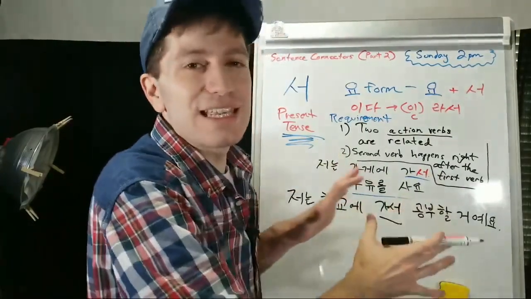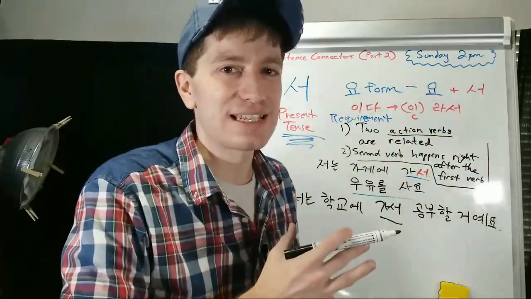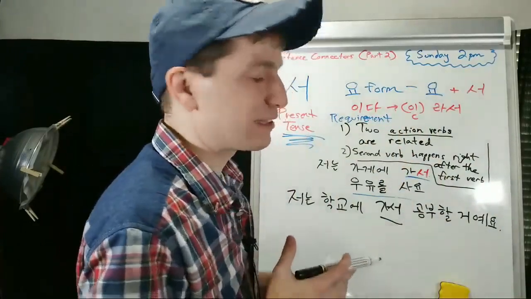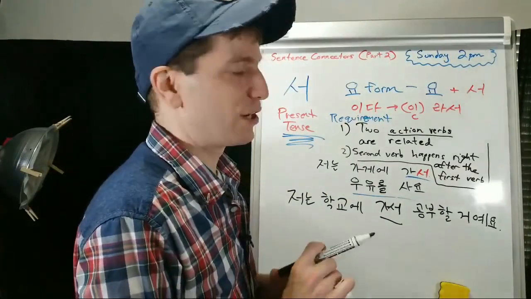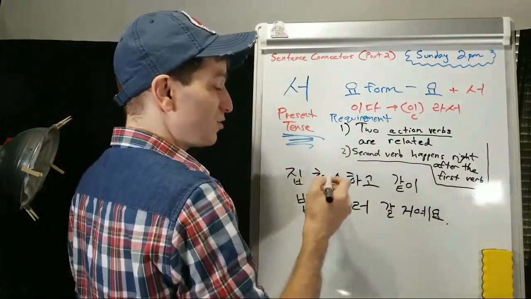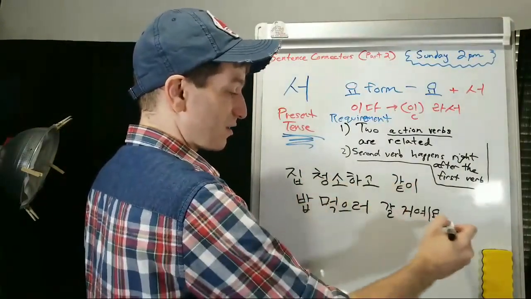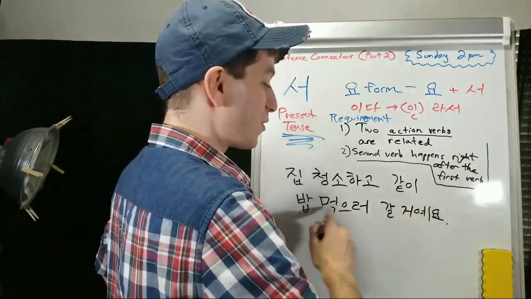I'm trying to explain that this is a natural way to say those types of things without literally translating them from English. Because when you start literally translating things from English, you'll get Korean that makes sense, but it will not sound natural. So right now we're going to clean the house. 집 청소하고 같이 밥 먹으러 갈 거예요. I will clean the house and 같이 밥 먹으러 갈 거예요.